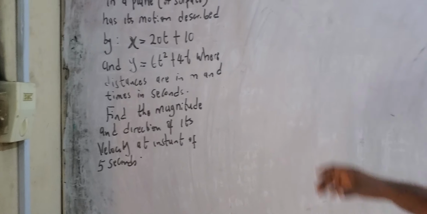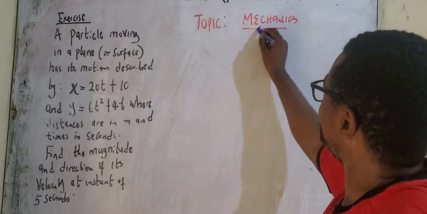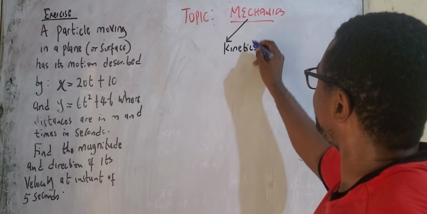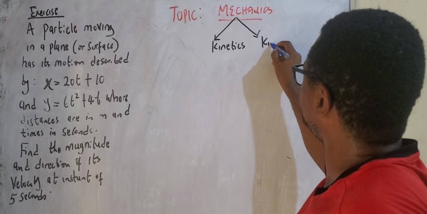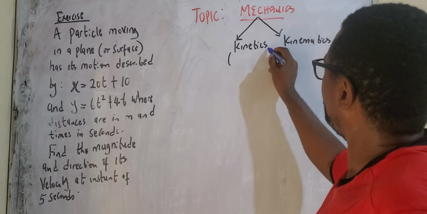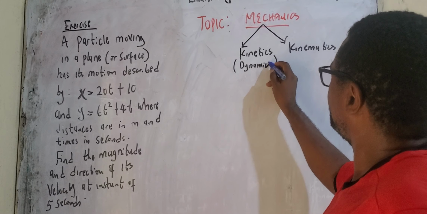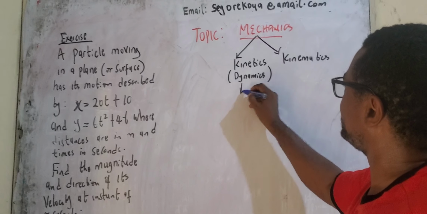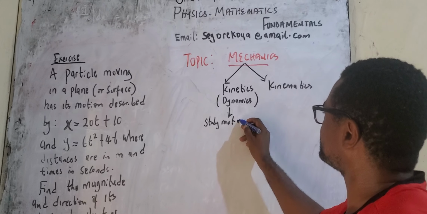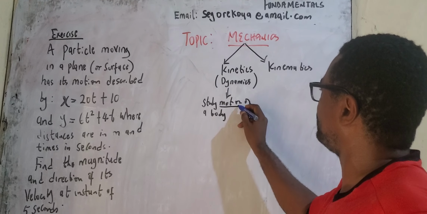But before we do that, the topic we are taking is called mechanics. Mechanics is divided into two parts: kinetics and kinematics. Another word for kinetics is dynamics. The dynamics studies the motion of a body.